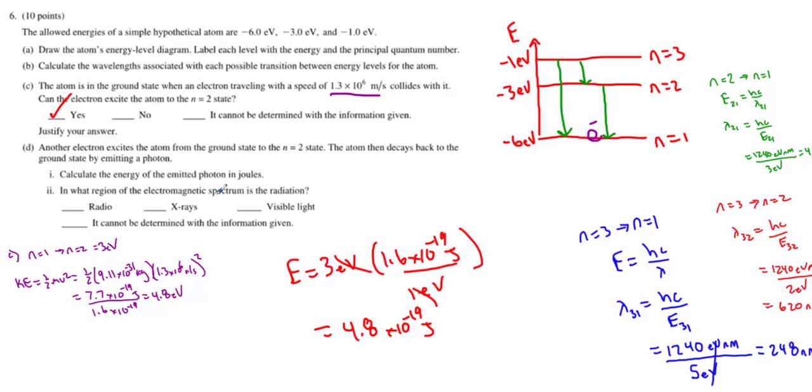Now D2 wants us to determine where in the spectrum it is, and if we can't determine it, we're going to put that down. But we can, because we know the energy associated with 2 to 1 also associates with a photon of 413 nanometer wavelength, and that is within the visible light spectrum. That's the blue-violet end. You should know that that 400 to 700 nanometer region is the visible light spectrum. Anything shorter or longer than that is outside the visible light spectrum. Alright, that is it for number 6.